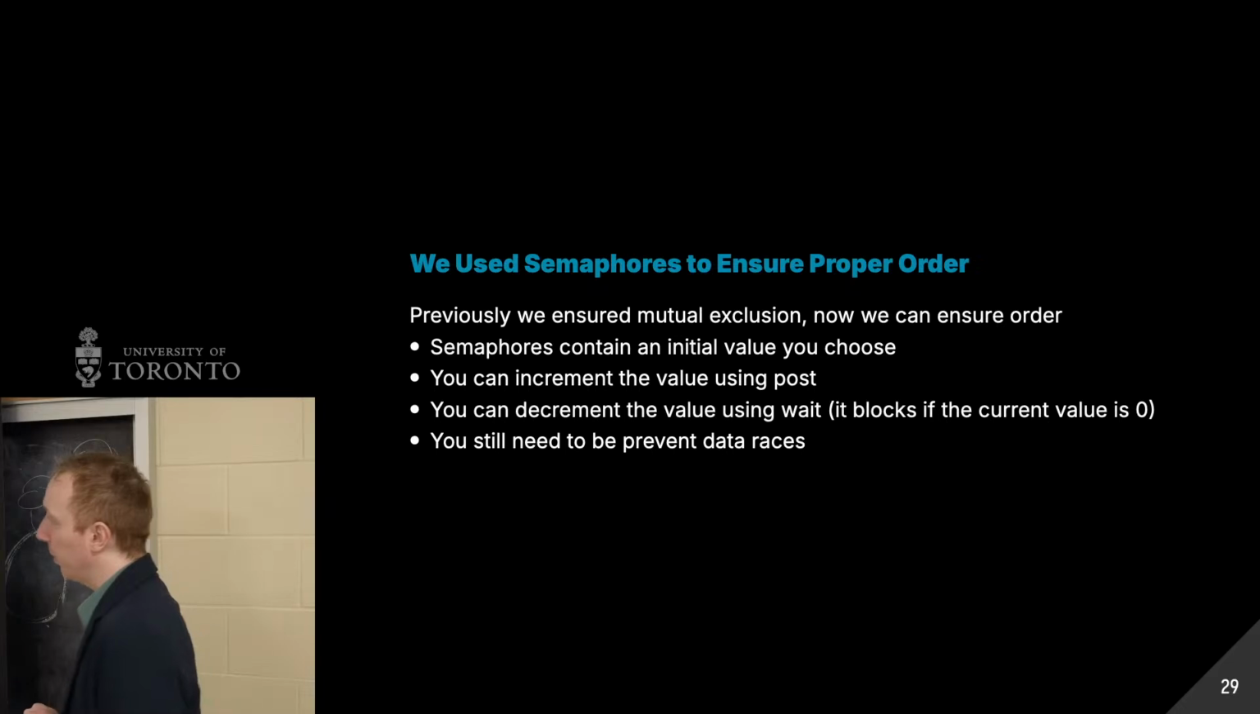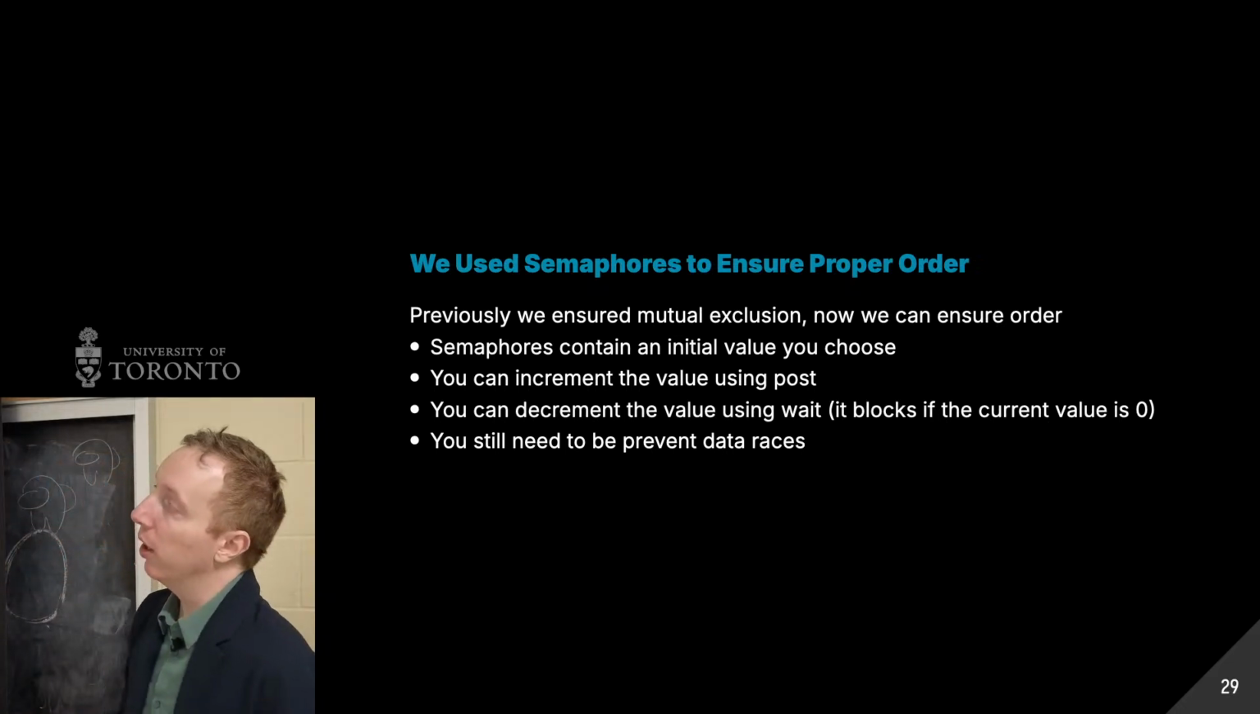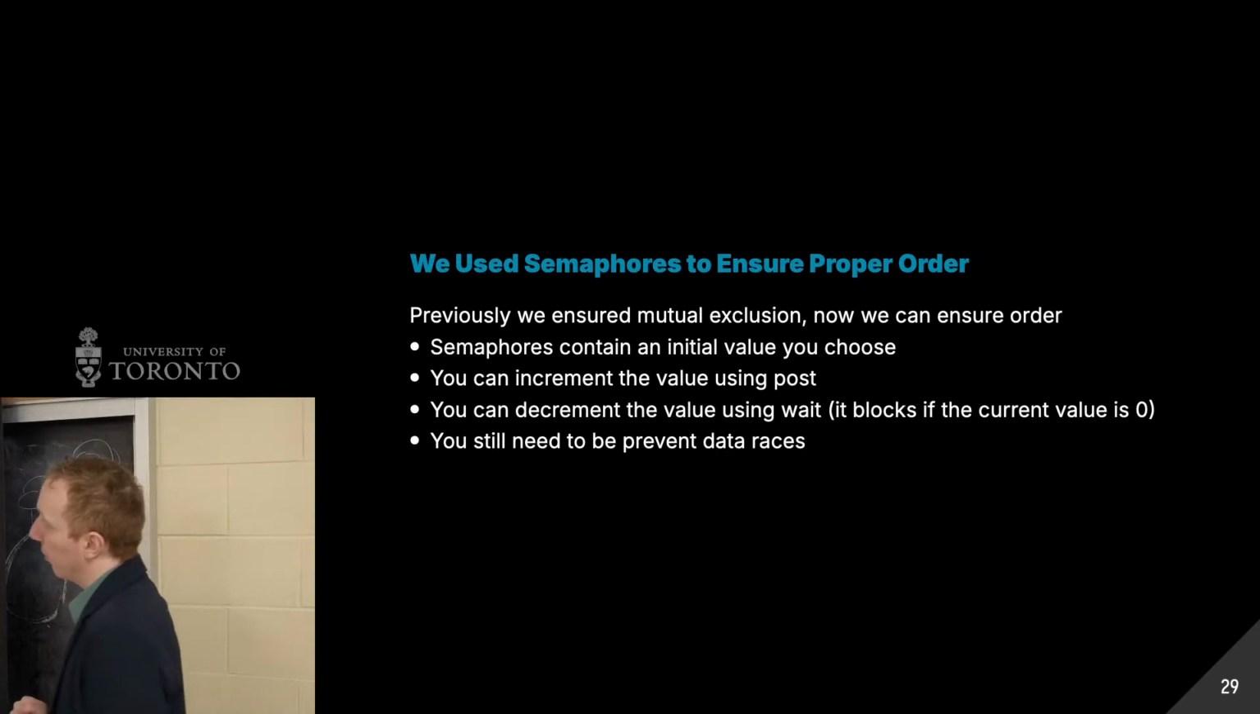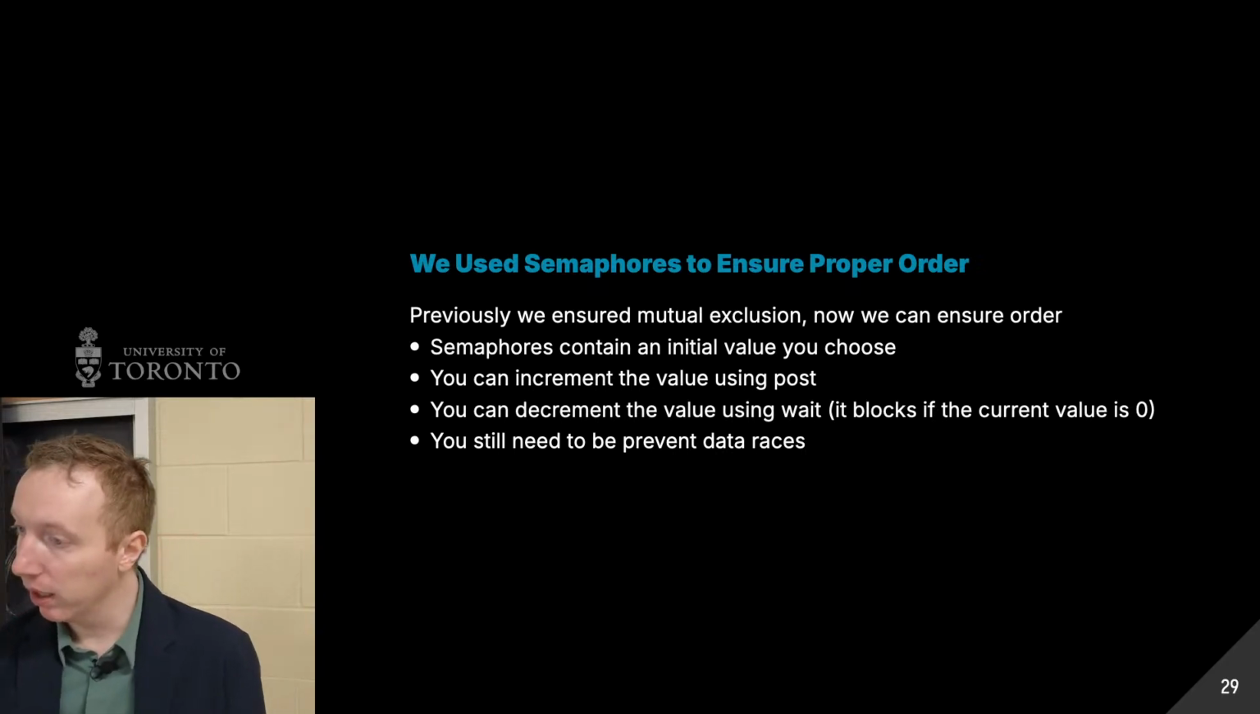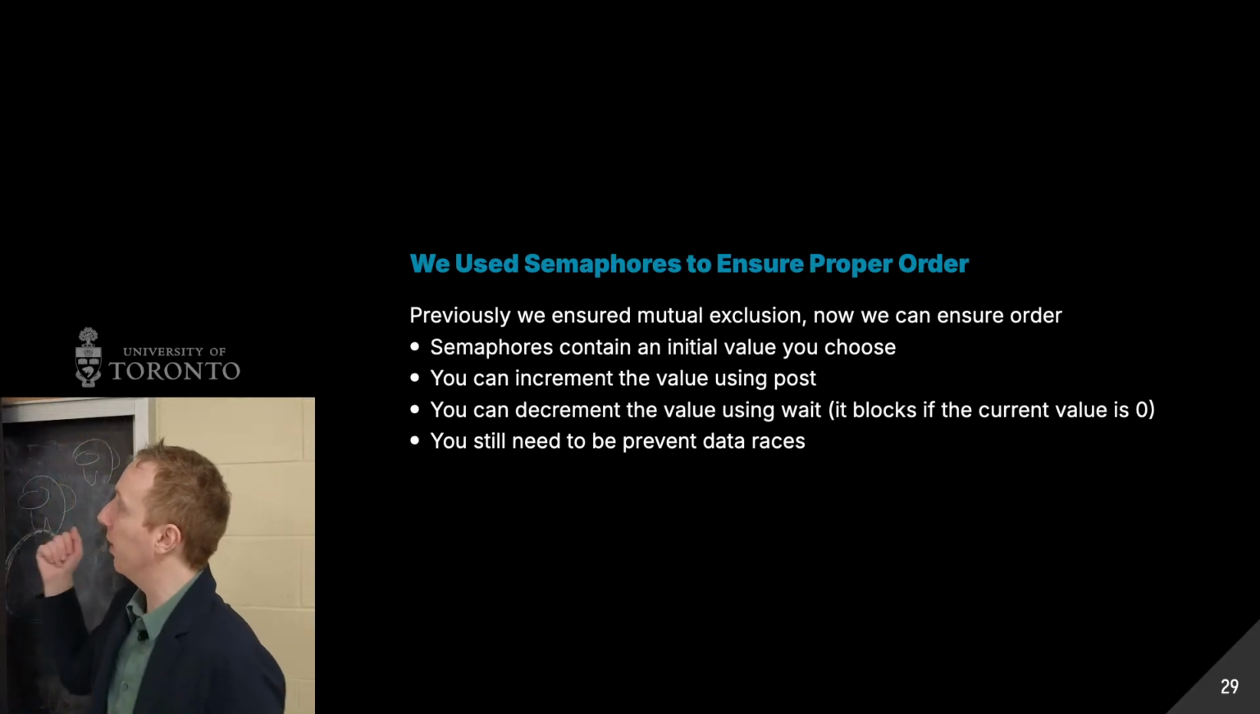So data races could still happen with ordering, so you still need to prevent them. That's generally the hardest part of programming. We, again, will have more examples with that. But for now, that is the end of today's lecture.